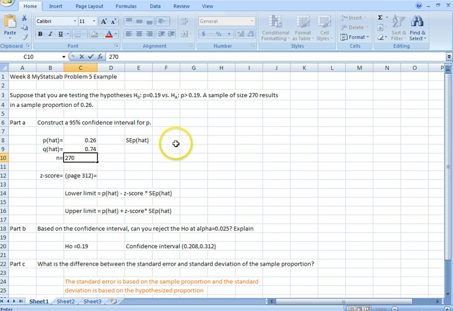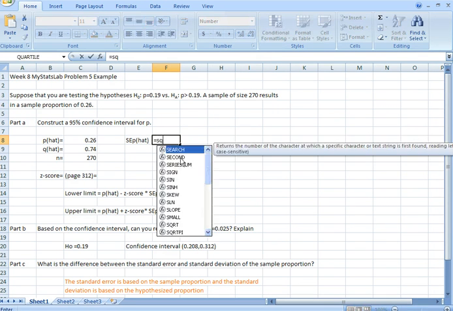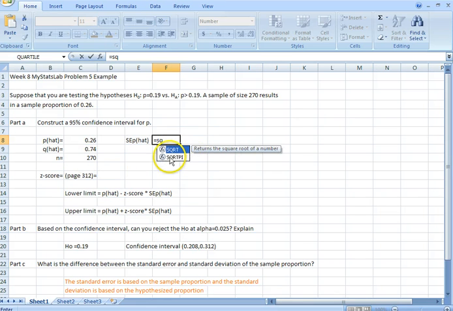The next thing we need is our standard error. And from doing this many times so far, we know that the standard error of p hat will be equal to the square root of p hat times q hat divided by n. So let's put in our formula here. Equals, start typing square root. There it is.